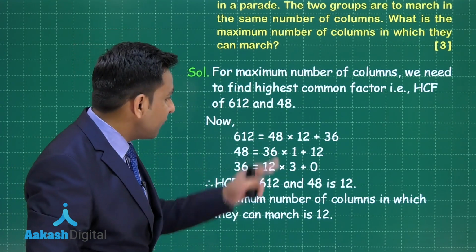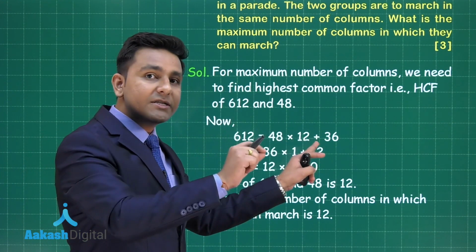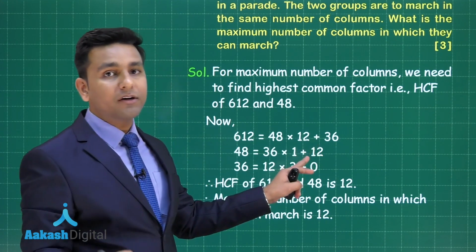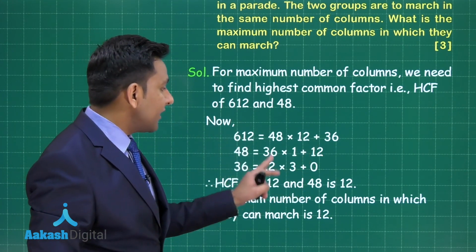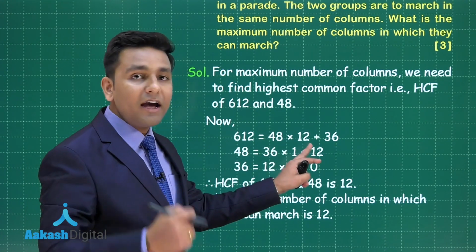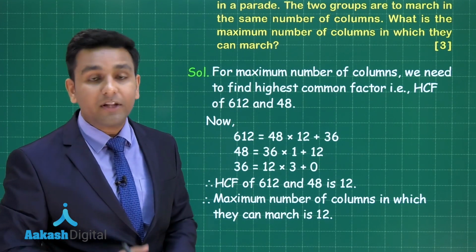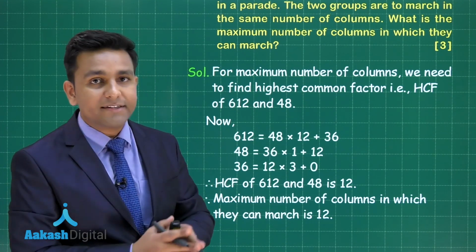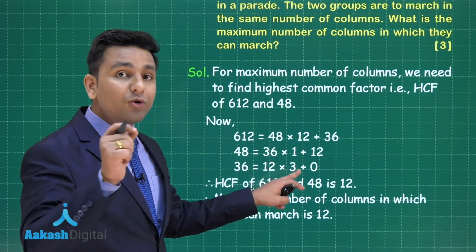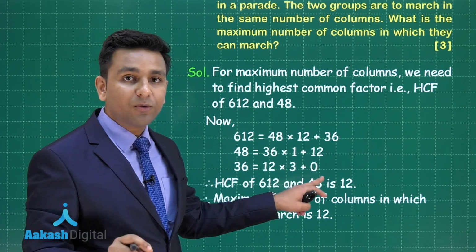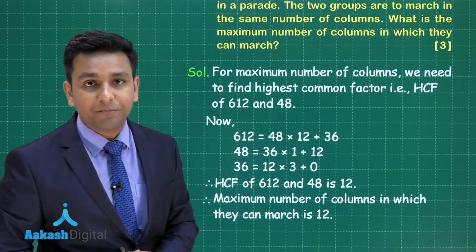And for the next step, we are considering 48 as dividend and the remainder of the previous step as divisor. And when we perform this division, what we are getting, 1 as quotient and 12 as remainder. Again, remainder is not equal to 0. That means we have to proceed for the next step. And when we divide 36 by 12, this time we are getting quotient 3, remainder 0. That means this is our final step of algorithm.